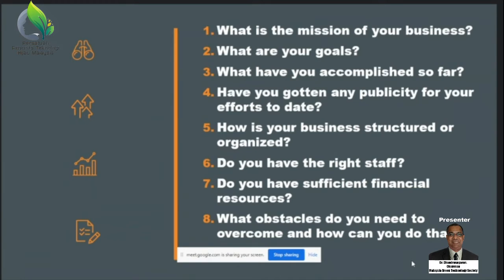Now, number 5, how is your business structured or organized? We need to understand how our business is structured. To whom do we report? What about stakeholders? What's their role in the organization? Next, you also need to know, do you have the right staff? Staff here means human resources, the people working with you. Do you have the right people for the right position? Do you have the right people in the right place?